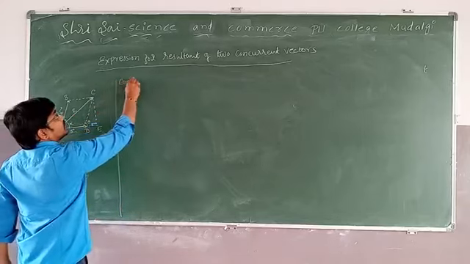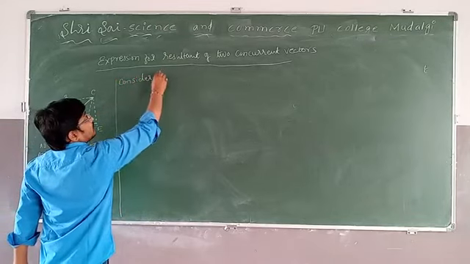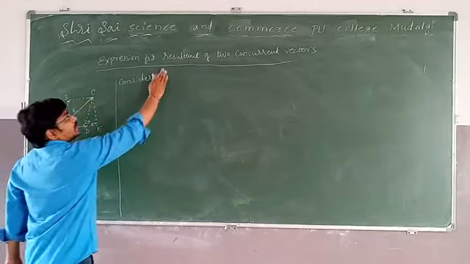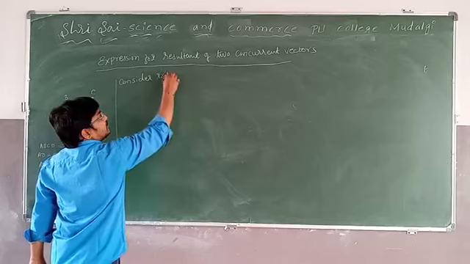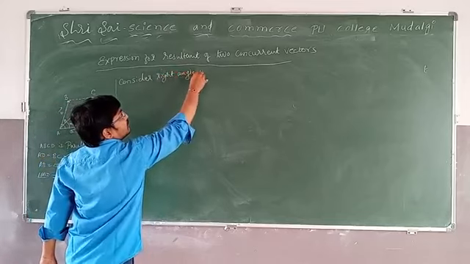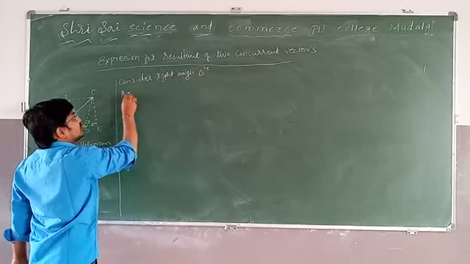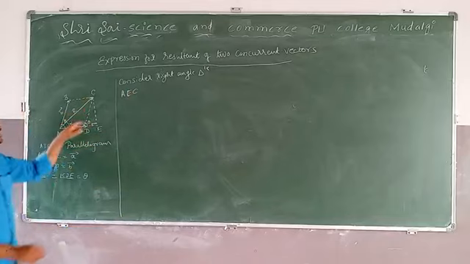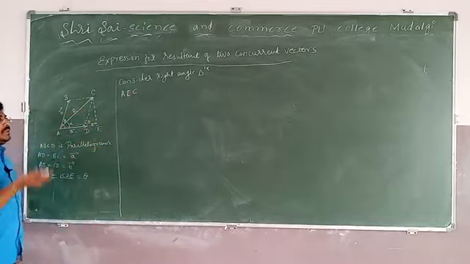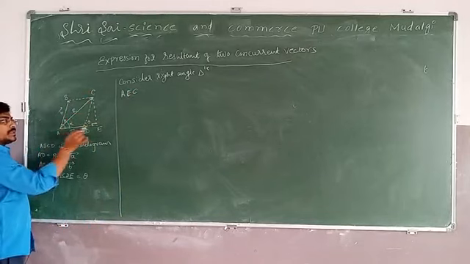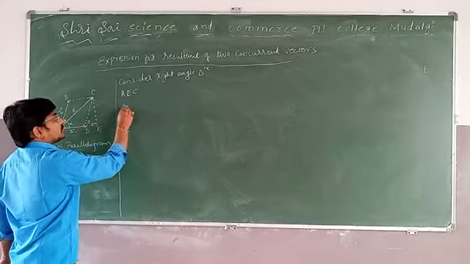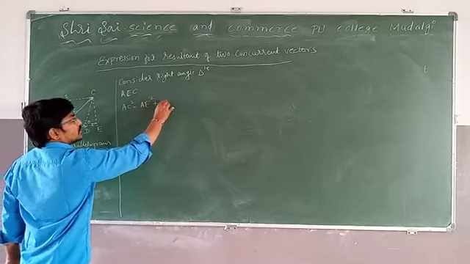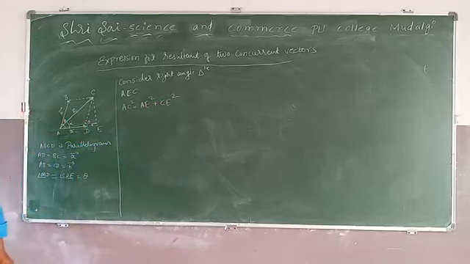Consider triangle AEC. Consider right angle triangle AEC. This is one right angle triangle. Therefore apply the Pythagoras theorem. AC square is equal to AE square plus CE square, according to Pythagoras theorem.